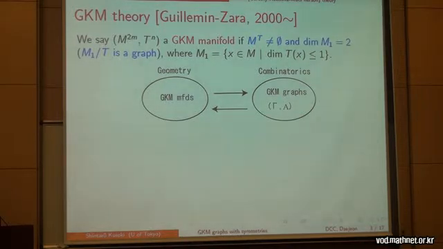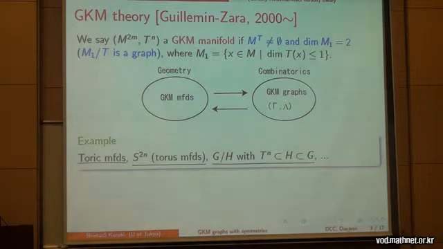GKM theory tells us that the geometry of GKM manifolds can be studied by using the combinatorial structure of GKM graphs. And on the other hand, the geometric structure of the GKM manifold tells us the combinatorial structure of the GKM graphs. This kind of relation is called GKM theory. And let's look at some examples. GKM theory may be regarded as a generalization of toric geometry.